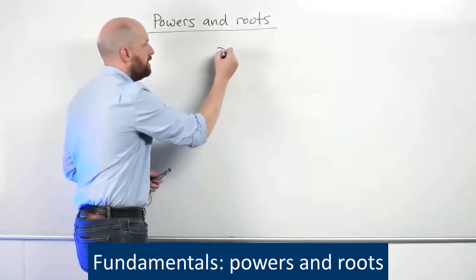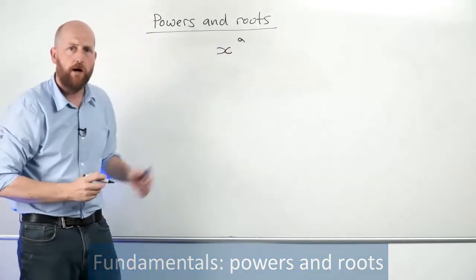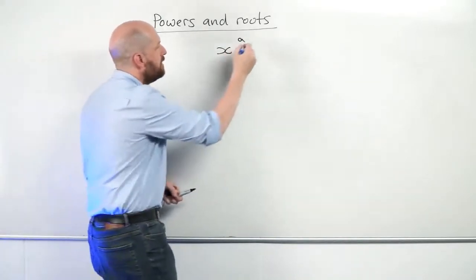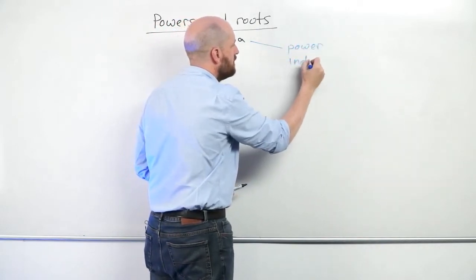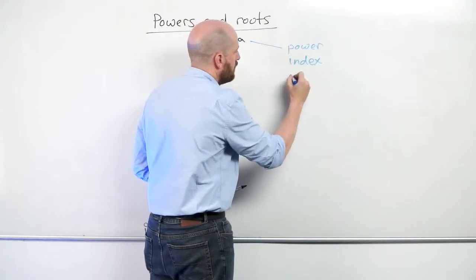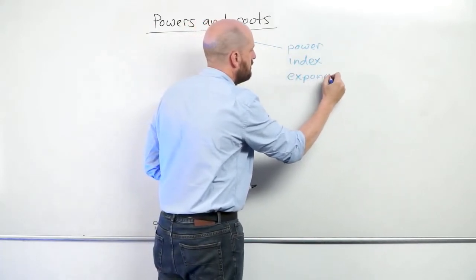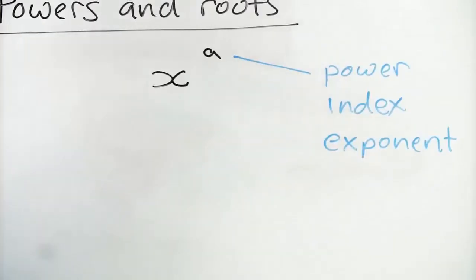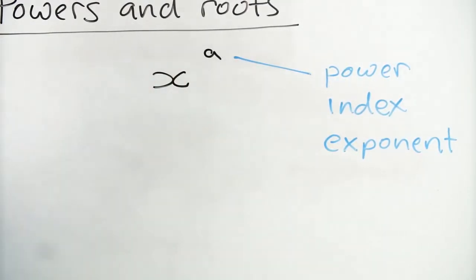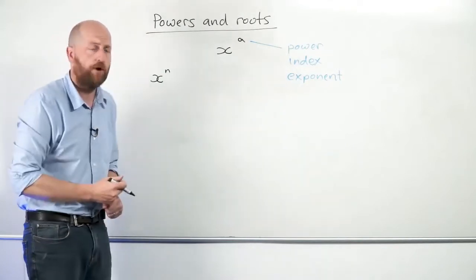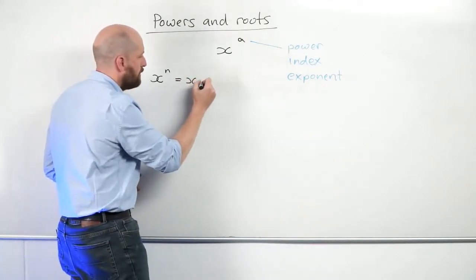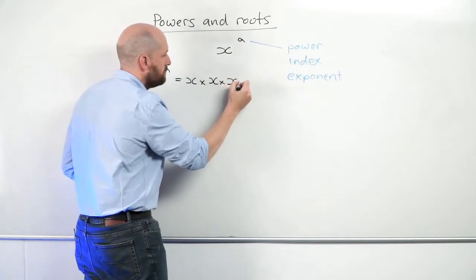When we see an expression of this form, x to a power a, then here a we call either a power, or an index, or sometimes it's called an exponent. You'll see all three of these words used in different contexts. When a here is an integer, so a number like 4, 22, let's say n is an integer, what we mean by this expression is x multiplied by itself n times.